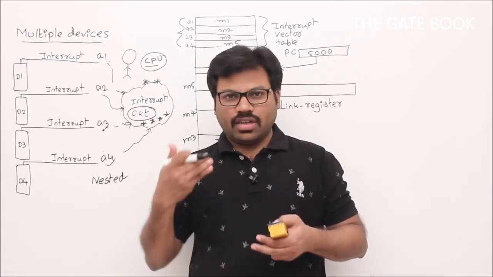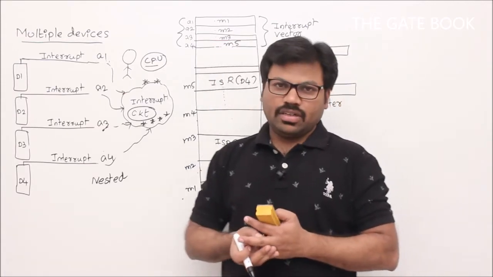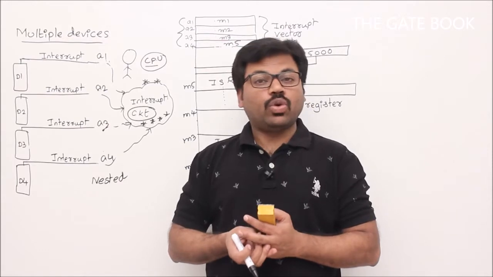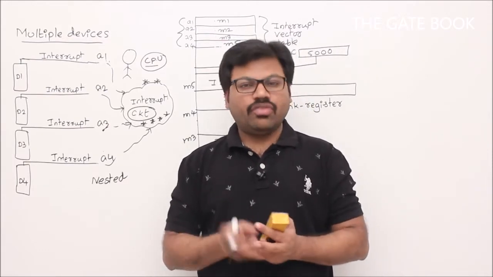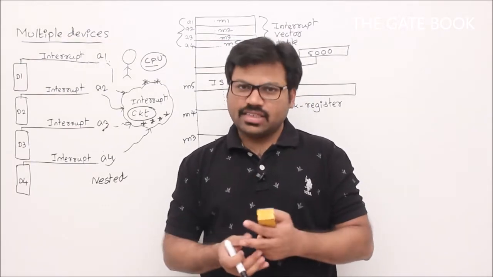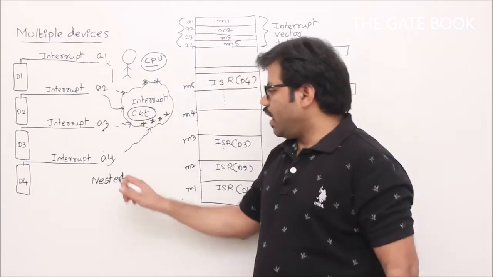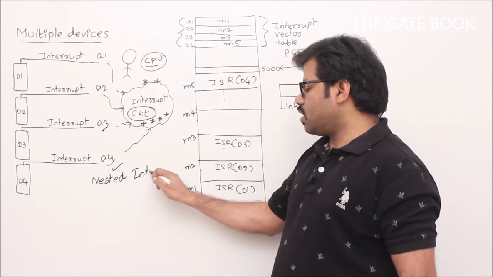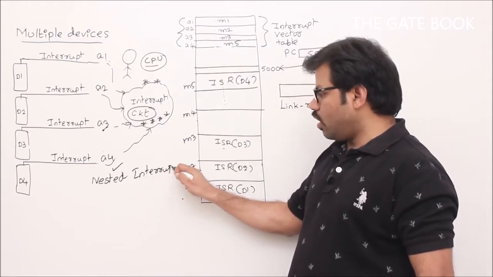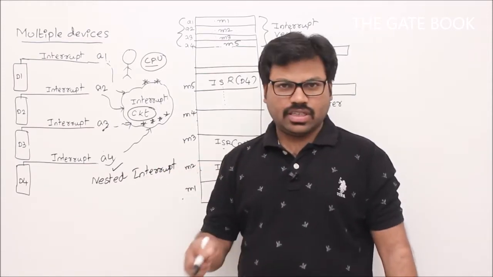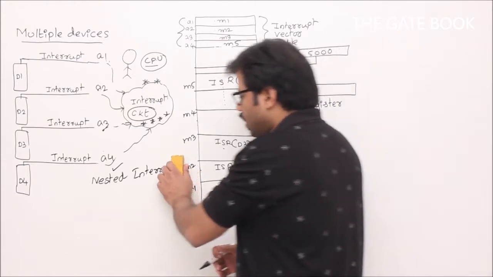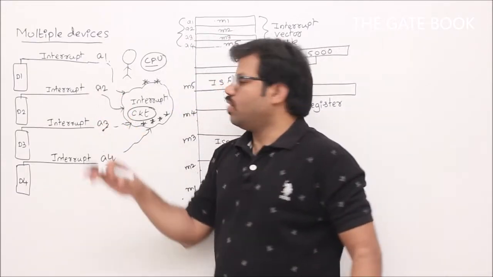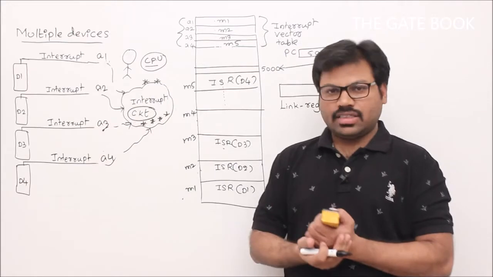Sometimes when you are servicing an interrupt and another interrupt comes, we have to accept it. Such a case arises sometimes. Then we say that we are allowing nested interrupts. That concept is called nested interrupt. Sometimes we have to allow them. How to handle them, we will see. First of all, let's summarize this one first. After that we can go to nested interrupts.